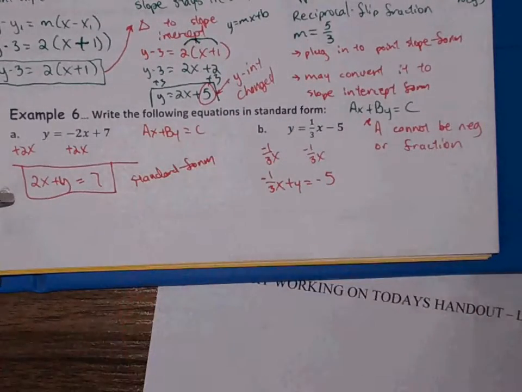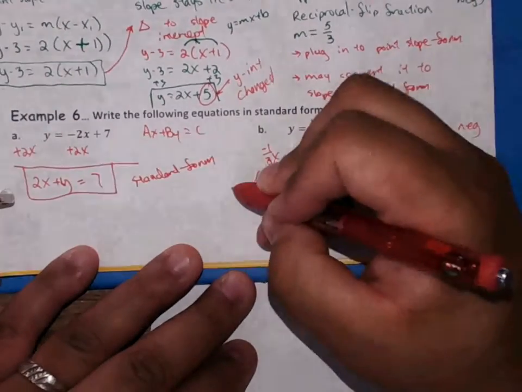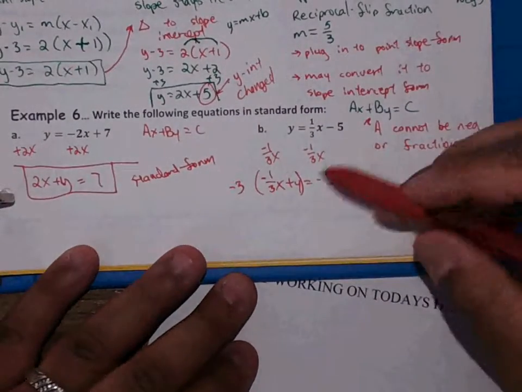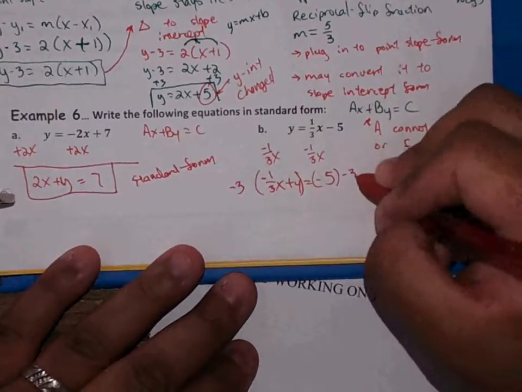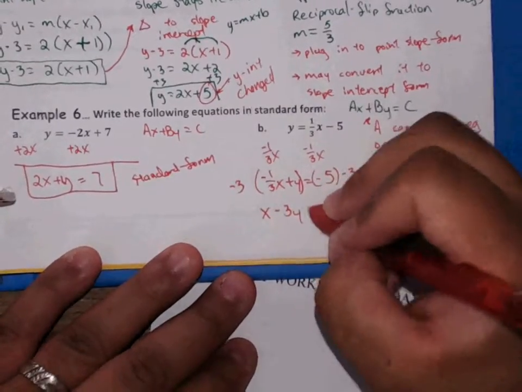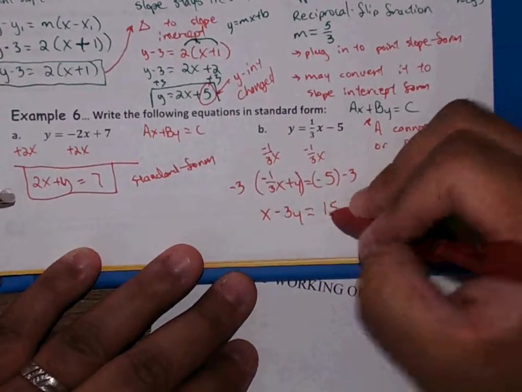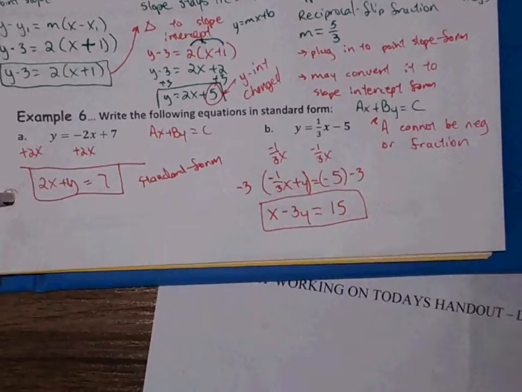Good job. 20 points for group C. That was for the first question that Haven answered, and Hussein answered as well. So I'm going to multiply both sides by negative 3, which is the reciprocal of this fraction, and I get x minus 3y equals 15. And now we have our equation in standard form.